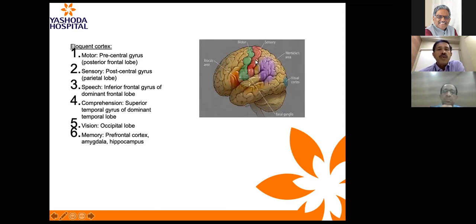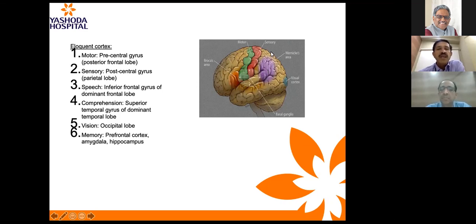So if you take eloquent cortex, as we see here, the speech area, the motor area, the post cortex, this is the mapped areas as per the popular eloquent functions.